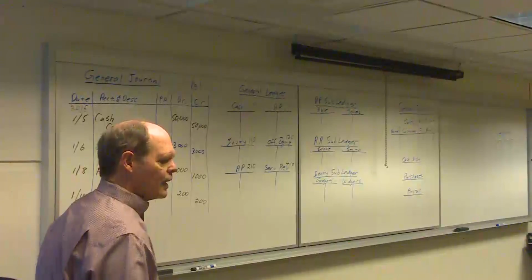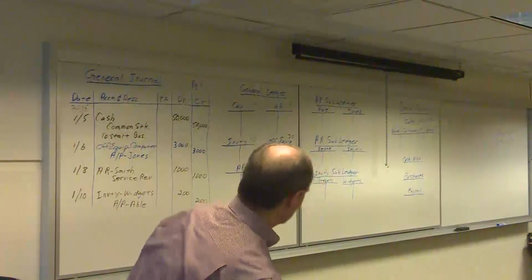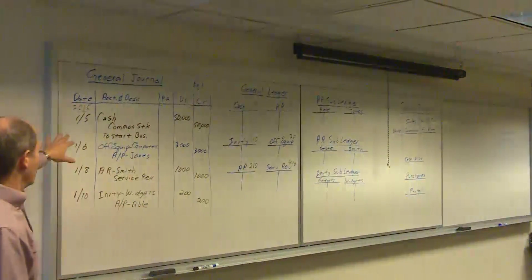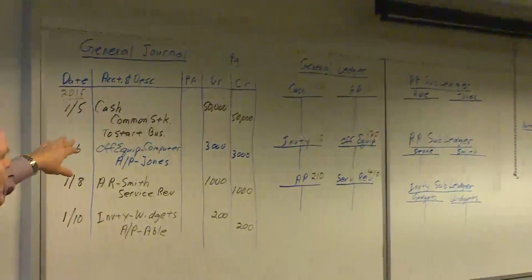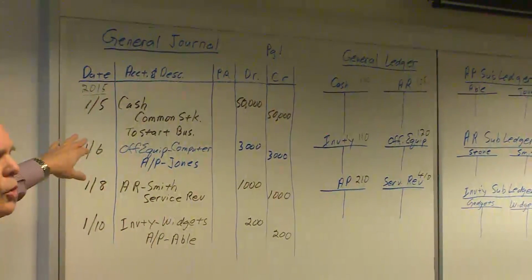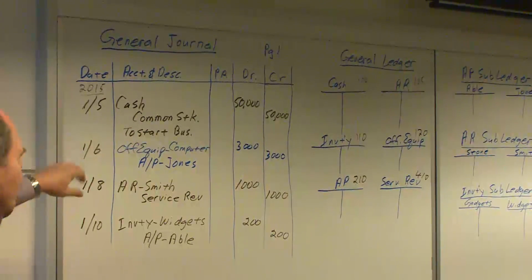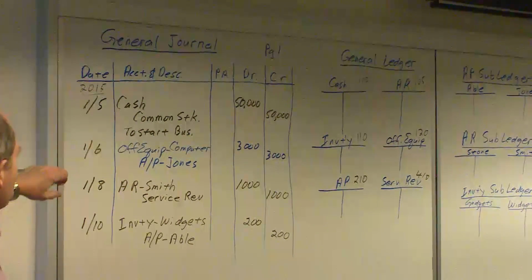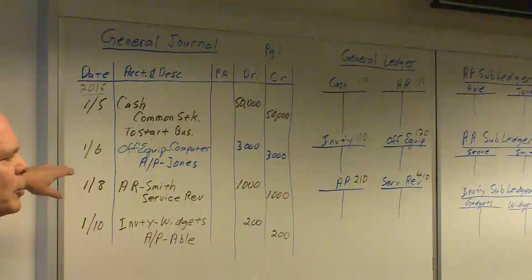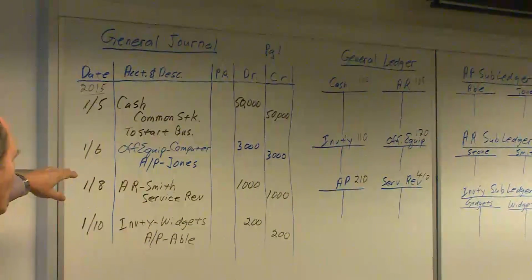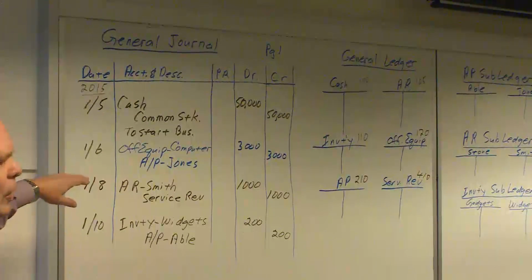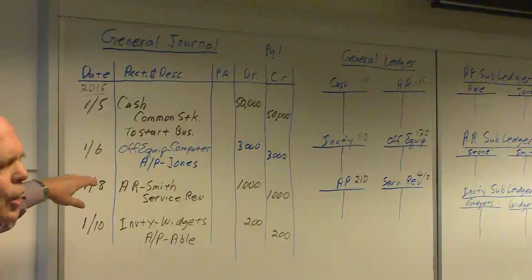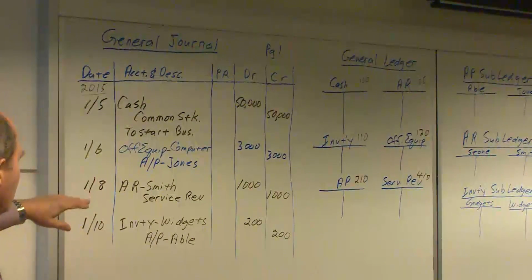So let's just go ahead and take a look at a couple of journal entries here. We start out with an entry to start the business. So we debit cash, we credit common stock, $50,000. We issued common stock to the owner of the business. The second entry is debit office equipment. We bought a computer and we're going to pay for it later, so we credit accounts payable to John Jones or John Jones Company, something like that.